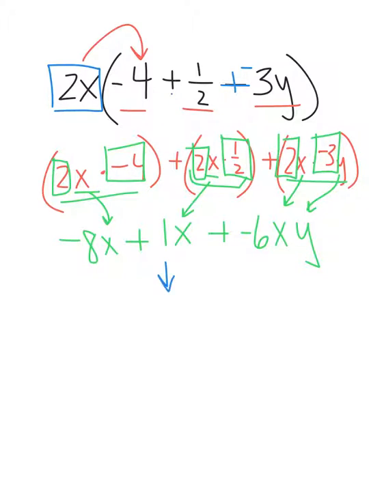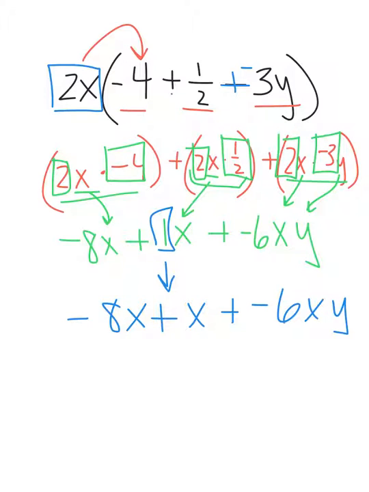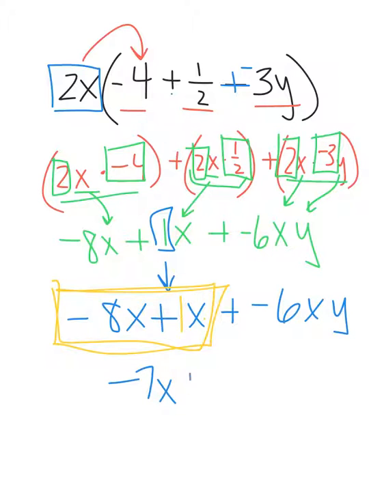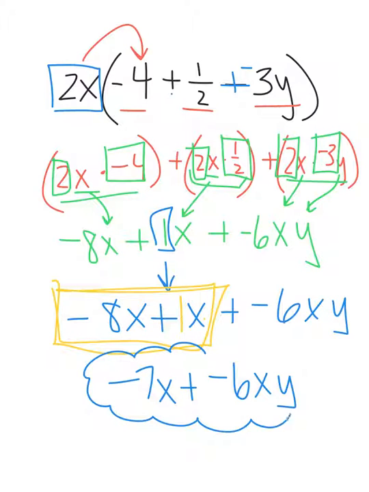Now, one thing we can do is we can take our negative 8x plus x plus negative 6xy. Notice I got rid of this 1 because 1 times anything is itself. And I can actually combine one more thing, which would be the negative 8x plus the 1x. So if I have negative 8x and I add a positive x to it, that's going to result in negative 7x plus negative 6xy. So this would be my final answer.